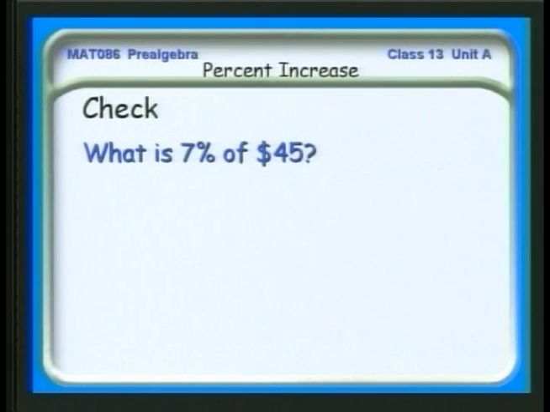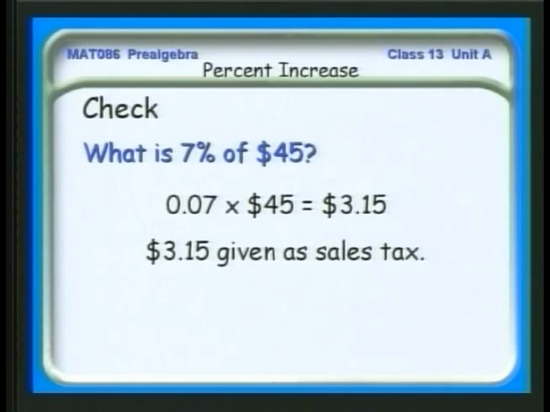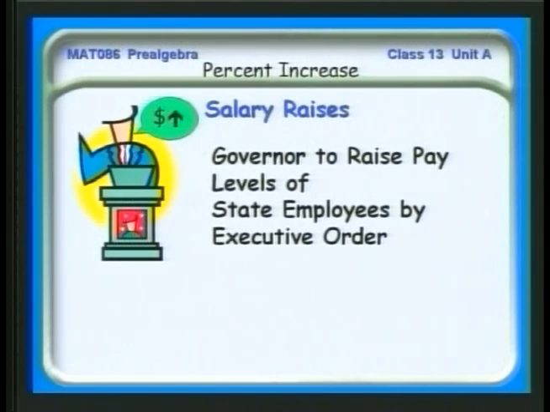Let's check. We got as an answer 7%. To go back, let's ask what's 7% of 45? If we do that, we get $3.15, which we're given. That tells us that 7% is in fact the answer, and we've done this problem correctly. Good for us.